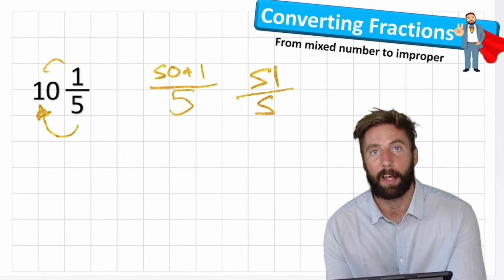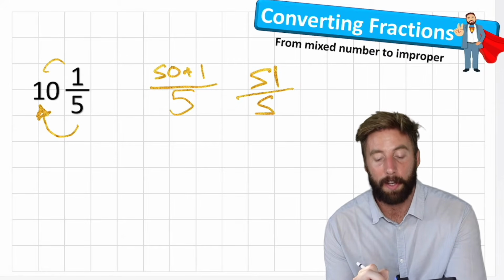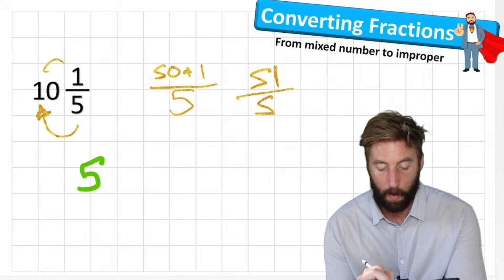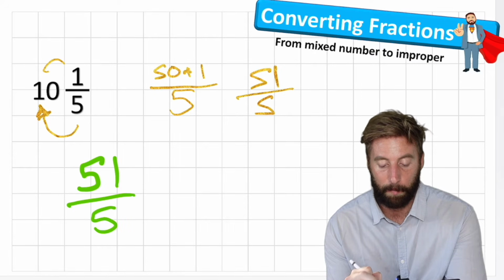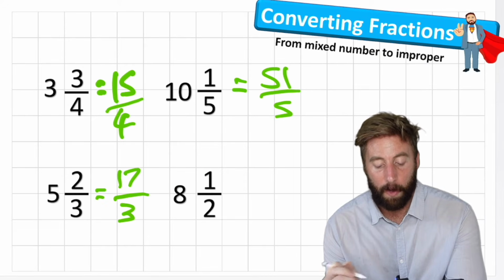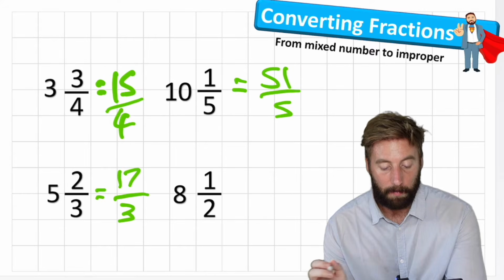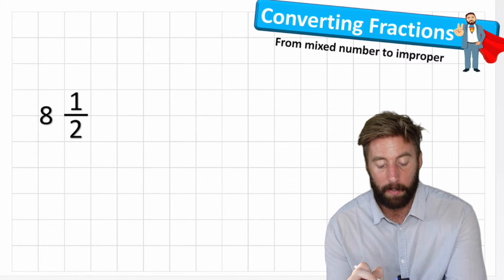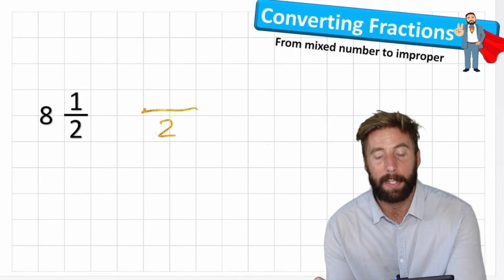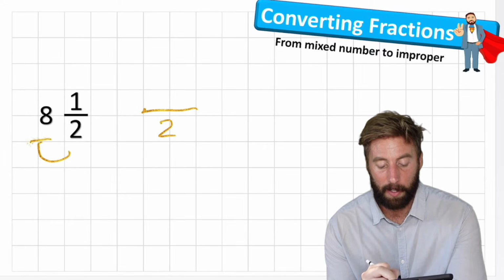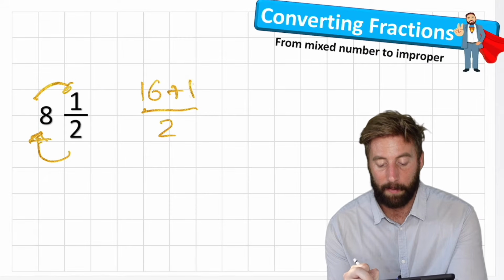Huge improper fraction there. So my answer to 10 1/5 is 51 fifths. I'm going to give myself a tick for that question. Okay, final question, and we're going to look at question 4, 8 1/2. The question is asking me how many halves do I have, so I know that therefore I'm going to have halves as my denominator, and let's just simply do 8 times 2 is 16, plus my 1 is 17. So I have 17 halves.